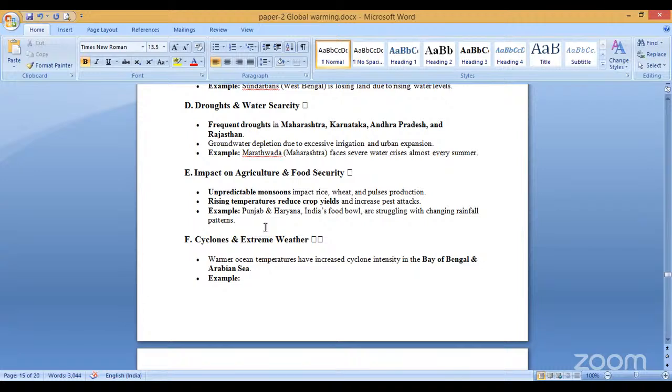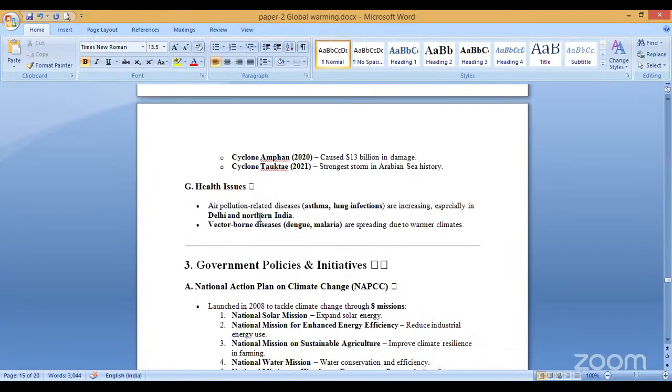Cyclones and extreme weather. Warmer ocean temperatures have increased cyclone intensity in the Bay of Bengal and the Arabian Sea. For example, the cyclone of 2020 caused 13 billion in damage, and cyclone Tauktae in 2021 was the strongest storm in the Arabian Sea's history.